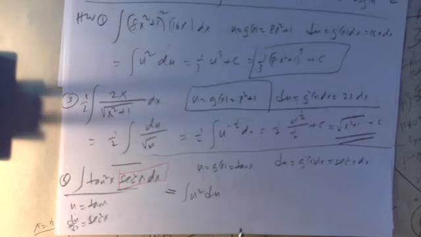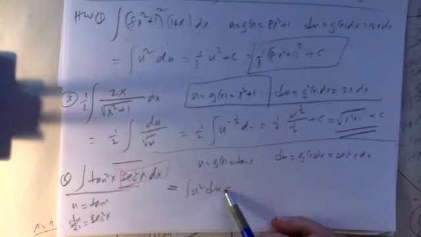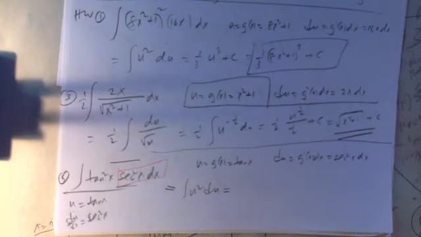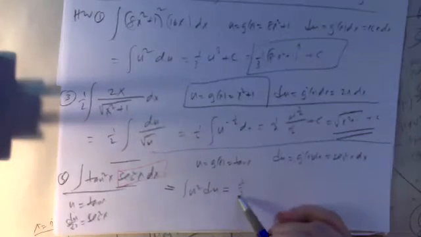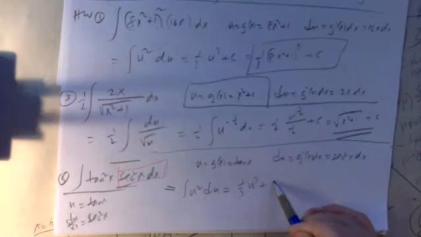Okay, well, what is the integral of u squared du? What is this equal to? What is the integral of u squared? The integral of u squared? 1/3 u to the power 3. Okay, so this is 1/3 u cubed plus a constant.